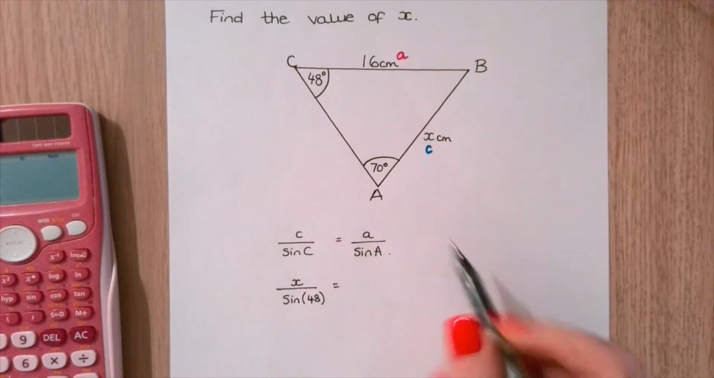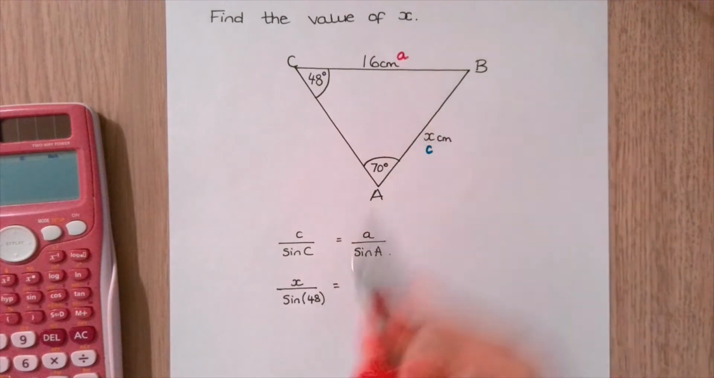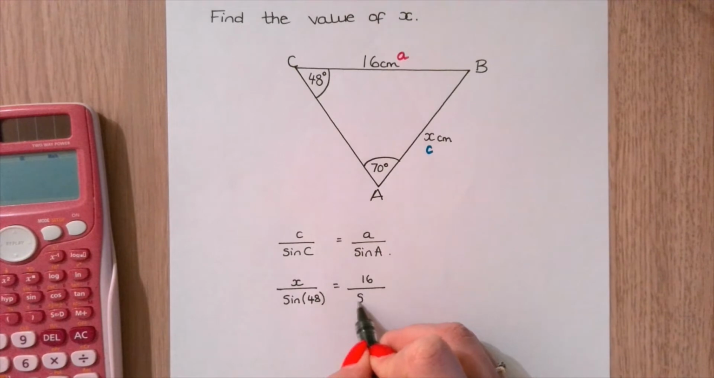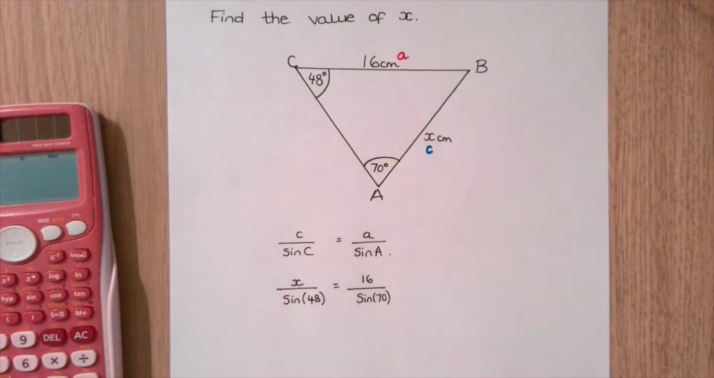From the formula, we know that this is equal to my lowercase a, which is 16, over sine of my uppercase A of 70. We now need to rearrange this to make x the subject, so I'm going to multiply both sides by sine 48. I then can write x equals 16 over sine 70 multiplied by sine 48, and then I can type this into my calculator to give me a value of x.